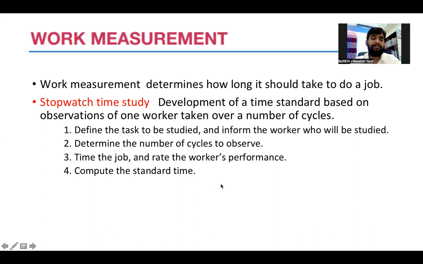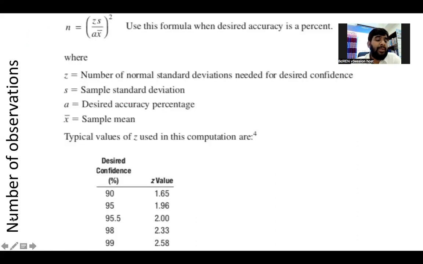Compute the standard time. Now we are going to know the number of observations. How will you know how many times you will repeat the job? It is known as the number of observations. In other words, this is known as the number of samples. In other words, this is known as the number of cycles. Are you getting the point? What is number of observations, number of samples, or number of cycles? Yes, sir.